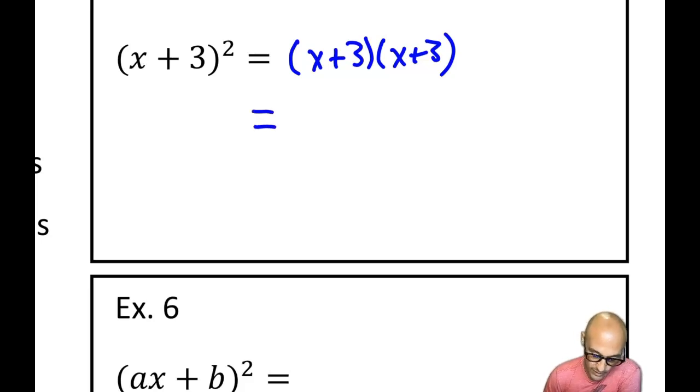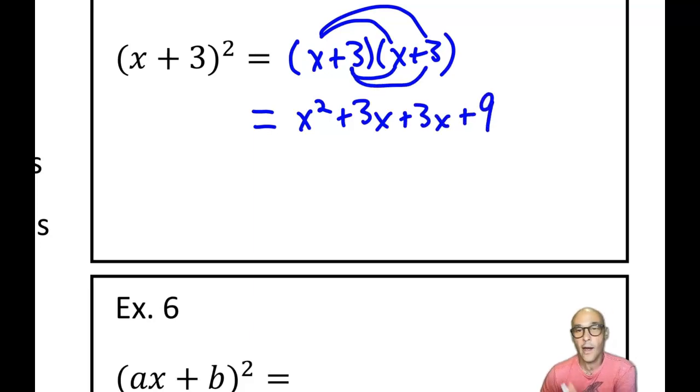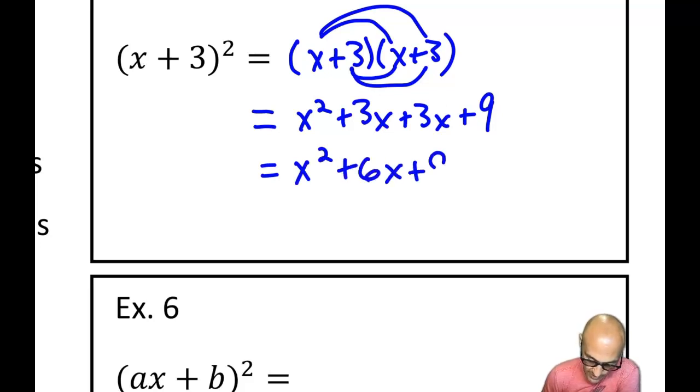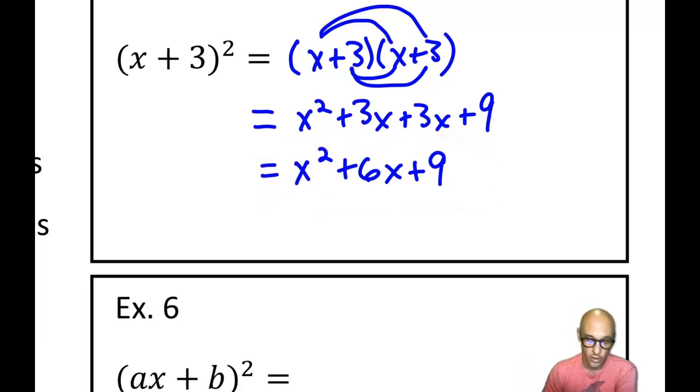So I'm going to use FOIL here. Firsts is x squared, outers 3x, inners 3x, lasts 9. If you don't know how to FOIL or you want to review, I do have a video about foiling. It's just called FOIL. So this is x squared plus 6x plus 9. So this is a perfect square trinomial, because we created it by squaring a binomial.